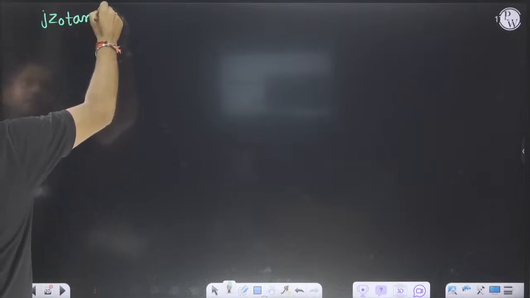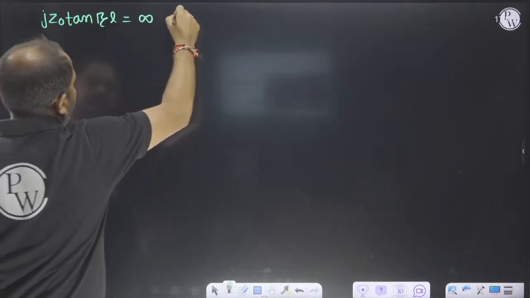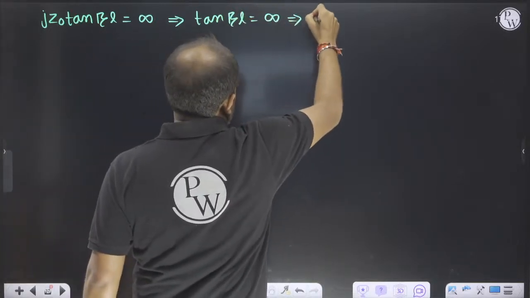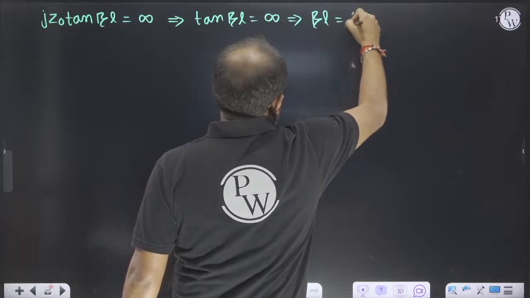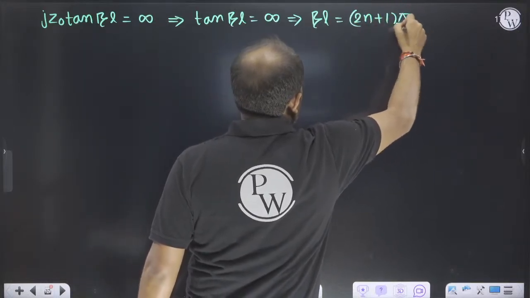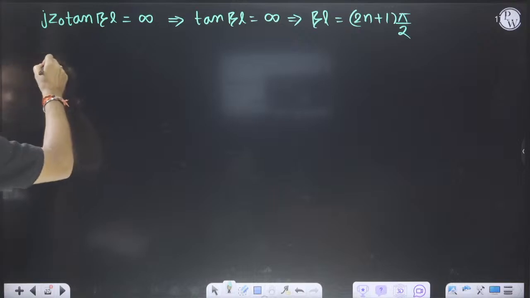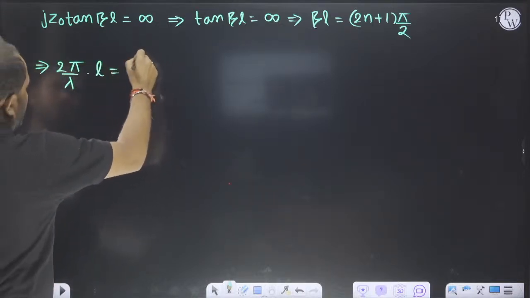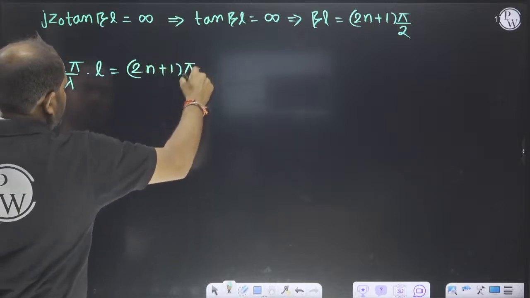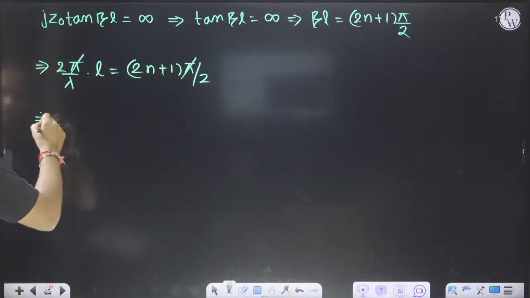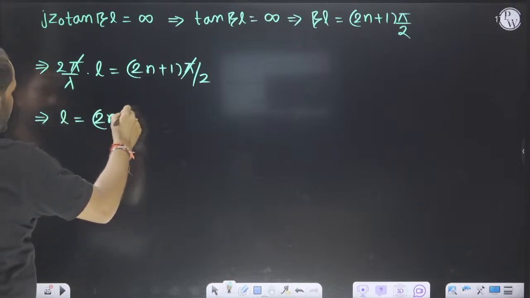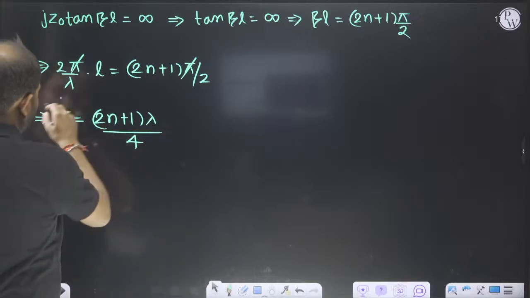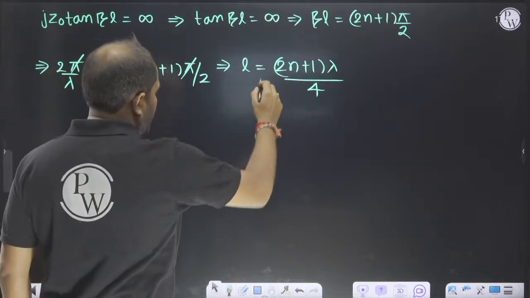JZ naught tan beta L is equal to infinite. That means tan beta L is equal to infinite. That means beta L is equal to odd multiple of pi by 2. Beta is how much? 2 pi by lambda. And length is equal to 2n plus 1 pi by 2. So pi will be cancelled out. So length will be equal to odd multiple of lambda by 4. Yes sir. So this is the condition for length.